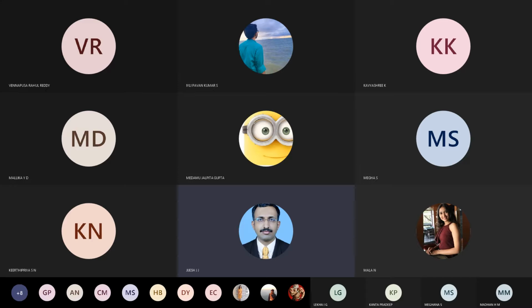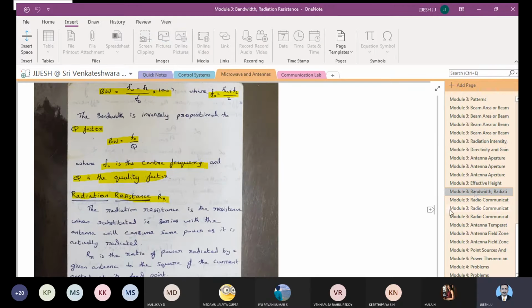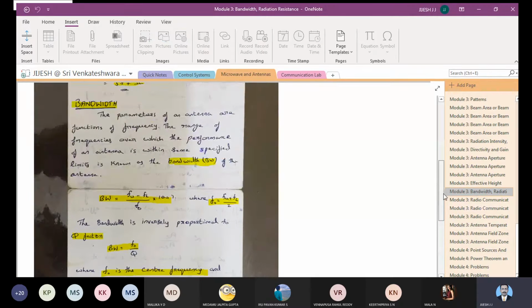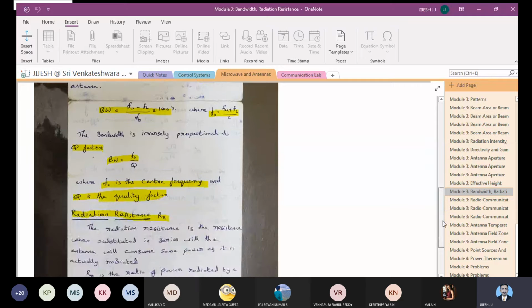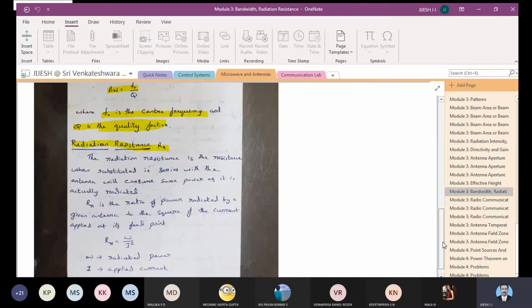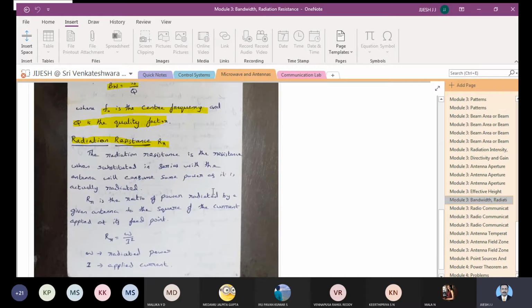We have started with some of the concepts of antennas, and we have already discussed the bandwidth concept in the previous class, where we understood that the bandwidth can be defined as Fu minus Fl divided by F naught, and F naught is Fu plus Fl divided by 2. Bandwidth can also be written in terms of quality factor, that is F naught divided by Q. Now we are going to see the next topic, that is called the radiation resistance.